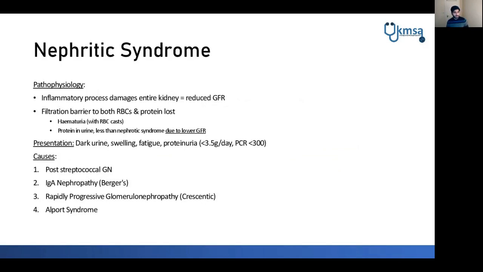They present with dark urine because of hematuria, swelling, edema, fatigue, and proteinuria less than 3.5 grams per day. The 3.5 grams refers to a 24-hour urine collection. Again, that's a bit cumbersome, hard to do. So what we often do is a spot urine test, a protein to creatinine ratio. This is a good surrogate marker for total protein lost. If it's less than 300, it's subnephrotic. If it's over 300, it is nephrotic range proteinuria. What are the causes? There are 4 here that we'll go into: PSGN, IgA nephropathy, RPGN, and also Alport syndrome.